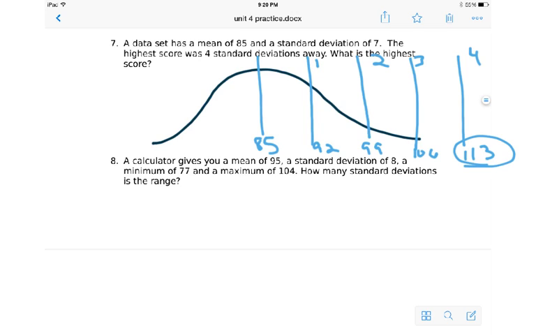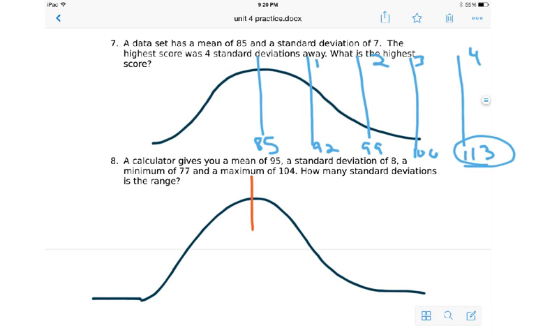In number 8, a calculator gives you a mean of 95, a standard deviation of 8, a minimum of 77, and a maximum of 104. How many standard deviations is this range? So the first thing I got to do is go draw my curve. I should probably make my curve a little bit bigger. Okay, so let's start with the mean is at 95. The standard deviation is 8, and so this time I'm going to actually have to go in both directions.